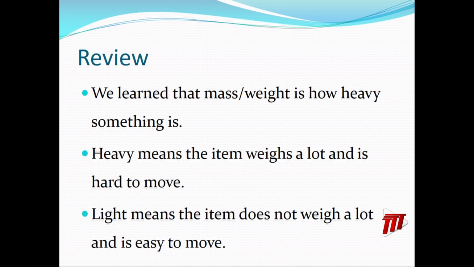Now let's talk about what we learned today. Today, we learned that mass or weight is how heavy something is. We learned heavy means the item weighs a lot and it is hard to move, like the aeroplane or the ship or the refrigerator. We learned light means the item does not weigh a lot and it's easy to move, like the feather or the paperclip.